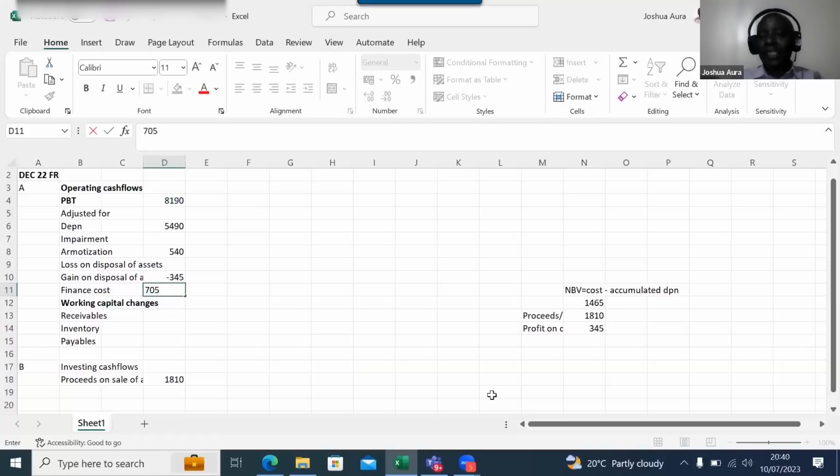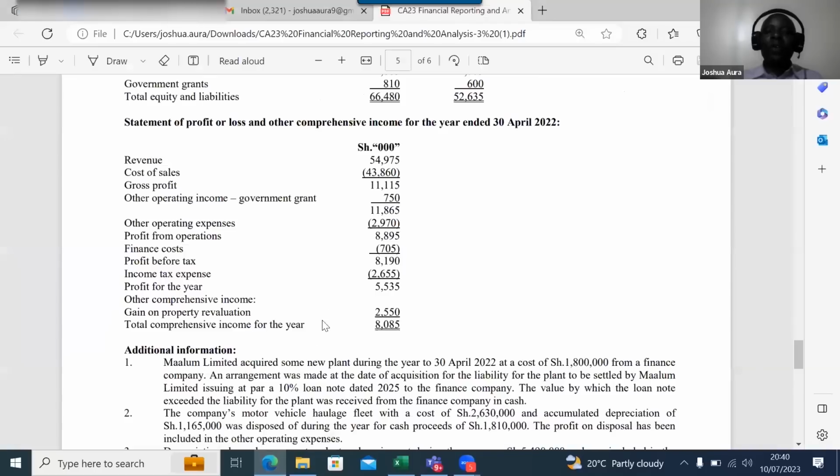Before you go to any other stuff, you must do what we call an abracadabra thing. What is this abracadabra? This thing of always looking up in the heavens. Where you have profit before tax here, 8190, you go up column-wise and identify non-operational items. And in these non-operational items, if you are careful, finance cost, of course, is non-operational.